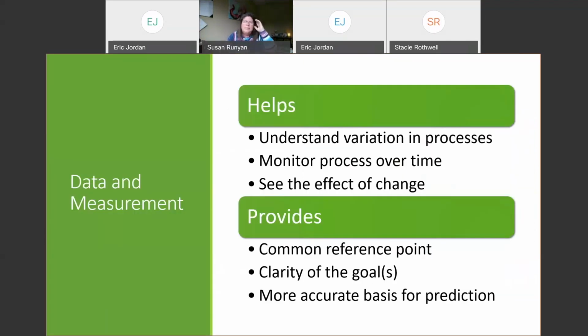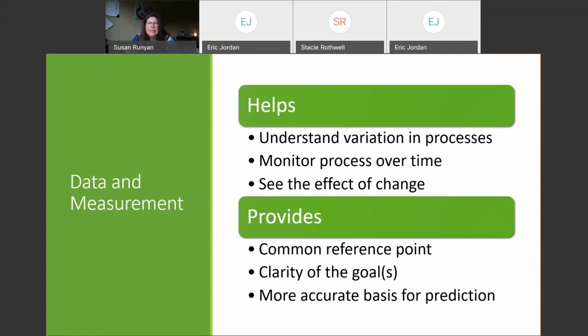So making sure that your data has a strong understanding. Basically, data and measurement help us understand variation in processes. Monitor processes over time, we've talked about that. The effect of any change that we do, remember we talked about last time, one change at a time so that you know whether it really has made a difference or not.